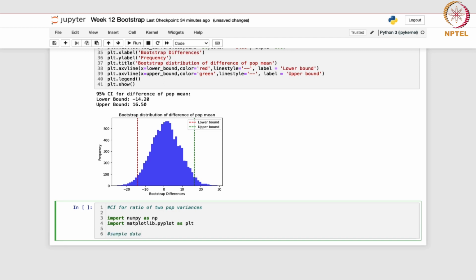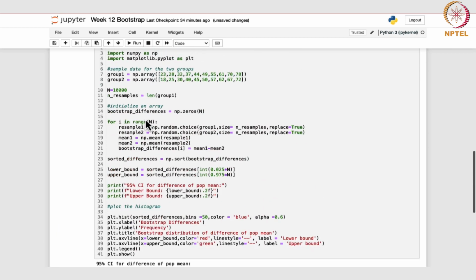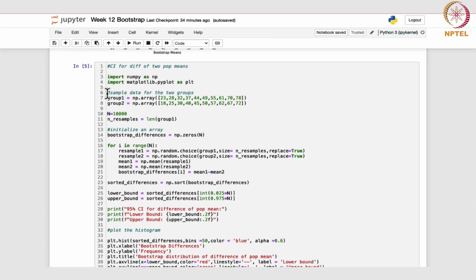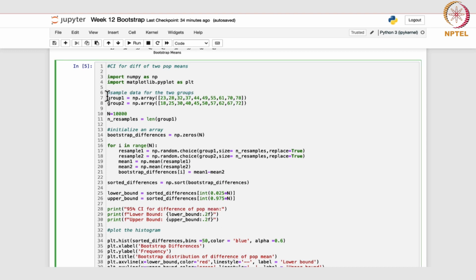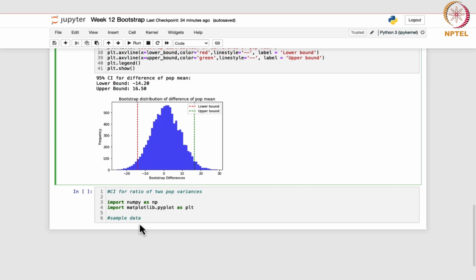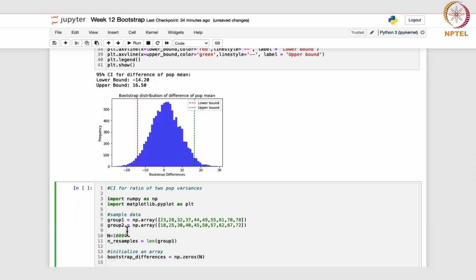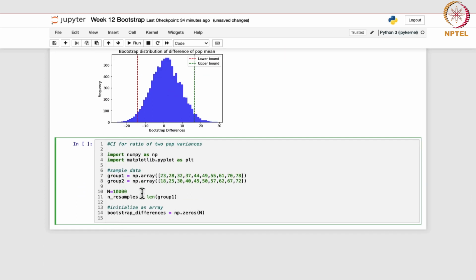So, sample data. We can take the same data set that we have obtained over here. I see most of the things here would remain the same, so we can just use that. So sample data is the same. Again, we would be taking 10,000 bootstrap samples, and the size of each sample here we will be considering the same as the size of the first group, the length of the first group, which is basically 10.